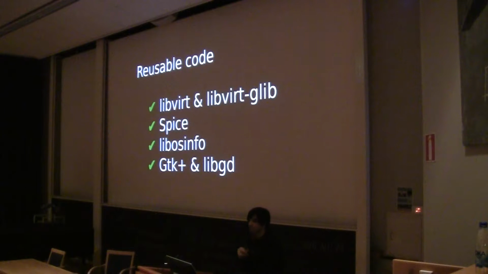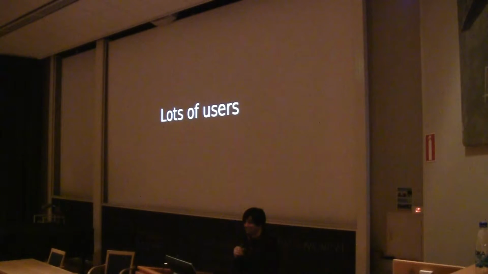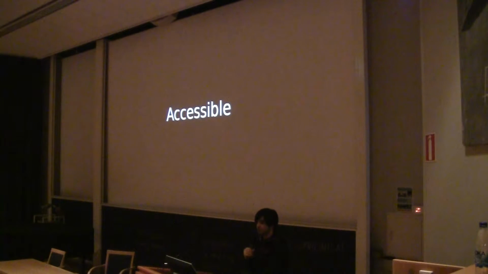The code is really reusable. We have most of the code in libraries, so if anyone wants to write another application similar to Boxes in another language or something, they can do so using these libraries. It's very stable by now. There's lots of users. I bumped into users of it in pubs in London. It's weird, but it happened. True story. It's very accessible. And we had some improvements in the last cycle. We'll have more, of course.